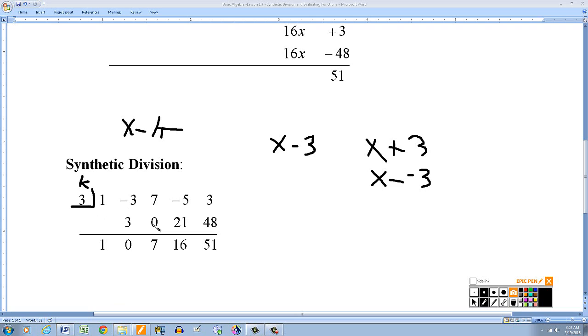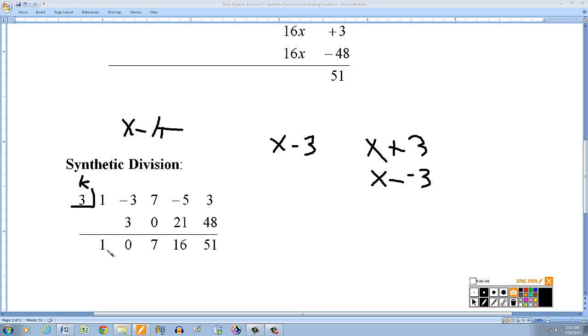7 and 0 is 7. 3 times 7 is 21. Bring it over to the next one. I add negative 5 and 21 is 16. And then 3 times 16 is 48. Bring it over to the next position. And then I add 3 and 48 is 51, which is what I got over here when I made the correction. Okay, and so when you divide a polynomial by a first degree, everything reduces by 1.